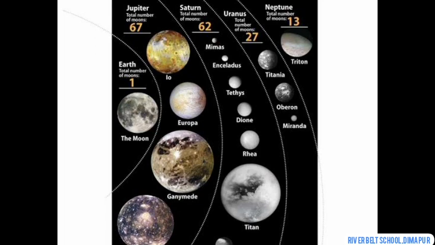Mercury does not have a moon. Venus does not have any moon. Earth has one moon. Mars has two moons. Jupiter has 67 moons. Saturn has 62 moons. Uranus has 27 moons. Neptune has 14 moons.